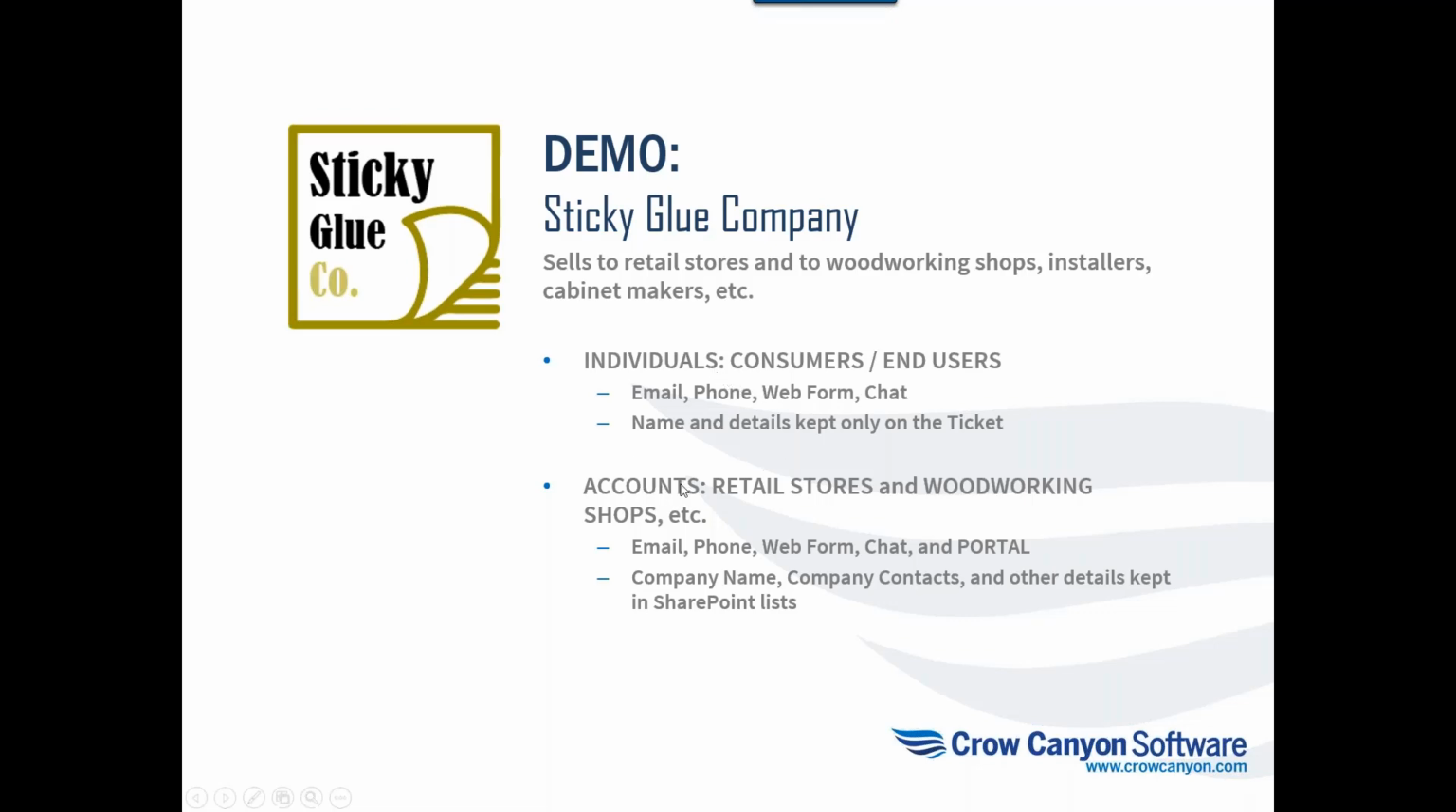Now, accounts such as retail stores and woodworking shops, etc., are kept in a database, SharePoint list in this case for the demo, and they are a record. When you open up the account, you see all the tickets that have gone on. You'll see the contacts, the related contracts, orders. So it's a much more comprehensive view of this organization called the account, whether it's a store, woodworking shop.